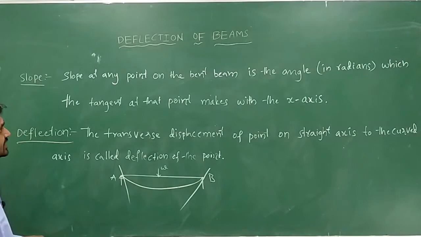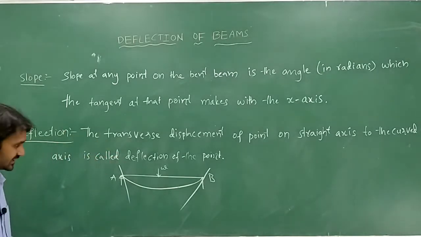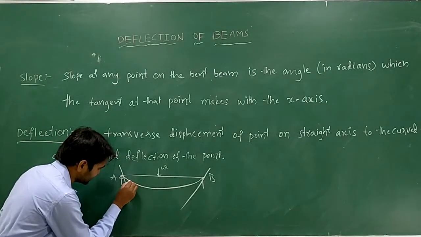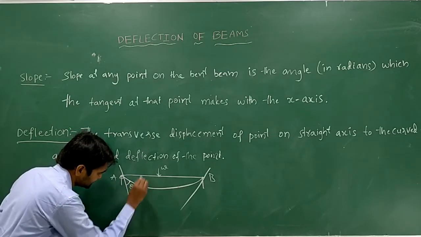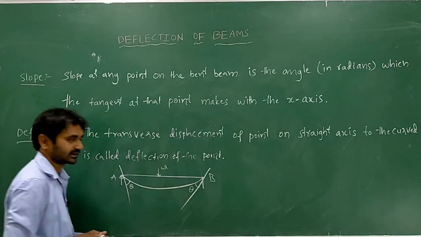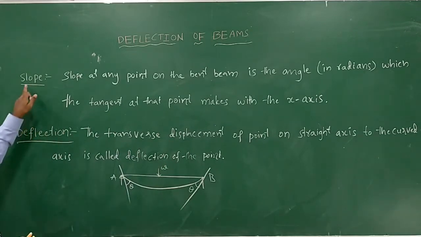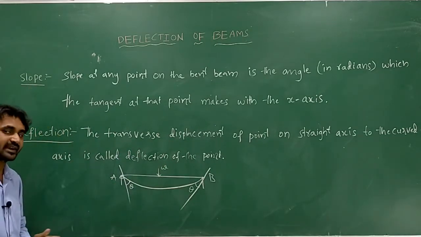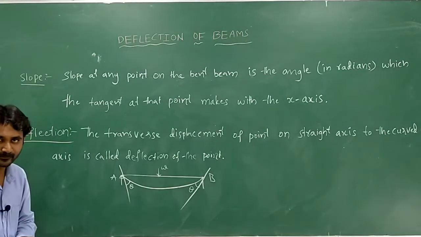The angle which the tangent is making with the x-axis is called theta. So, this is your theta. Theta is nothing but the slope here. Generally we will write it as theta.